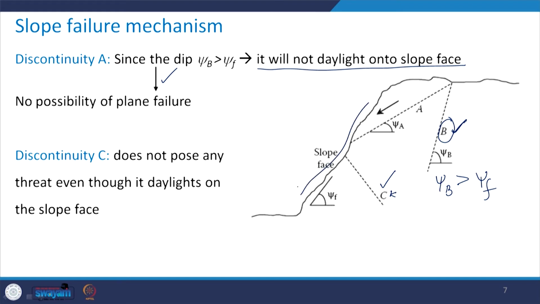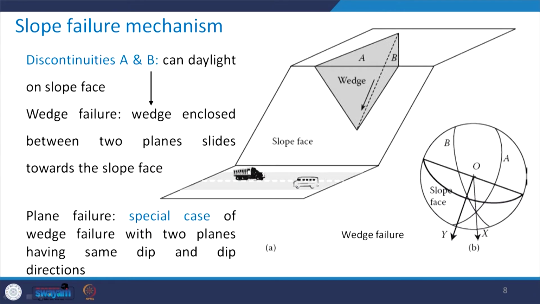So, this is how one needs to look at the relative orientation of these discontinuities along with the orientation of the slope face in order to decide whether a particular type of slope failure can occur or not. So, here we discussed one type of slope failure mechanism, which is the plane failure. There are a few more. So, let us have a look.